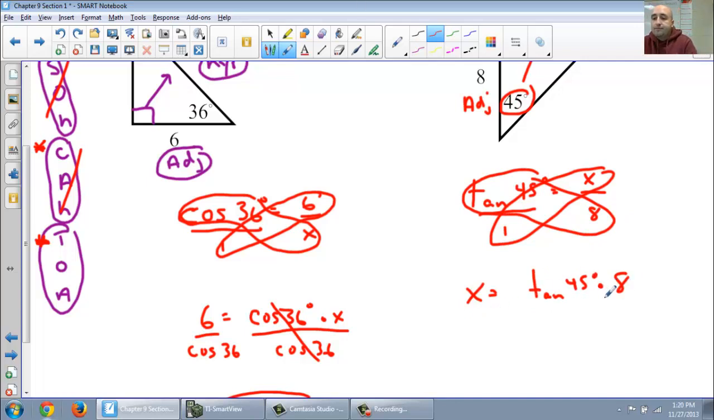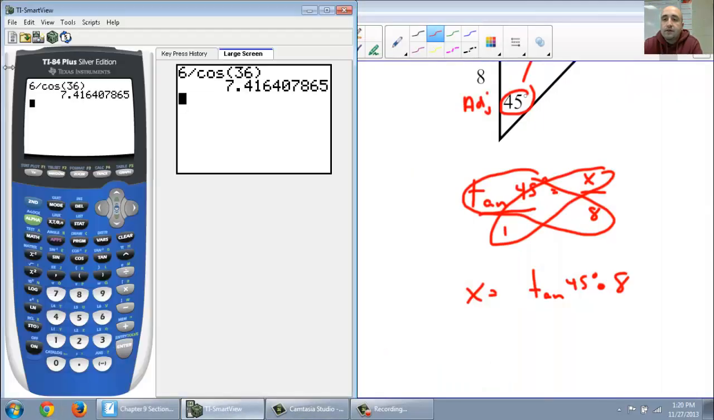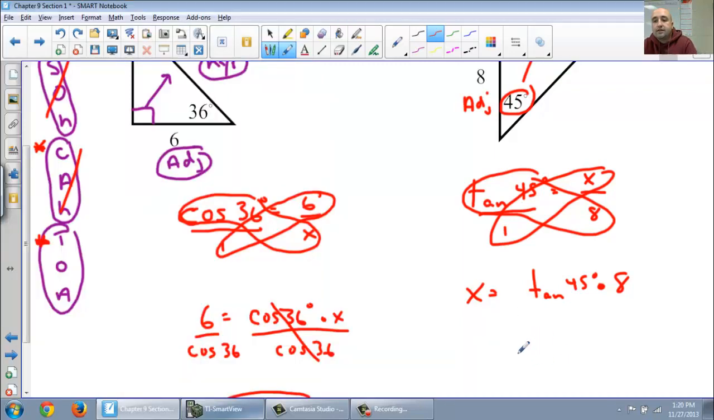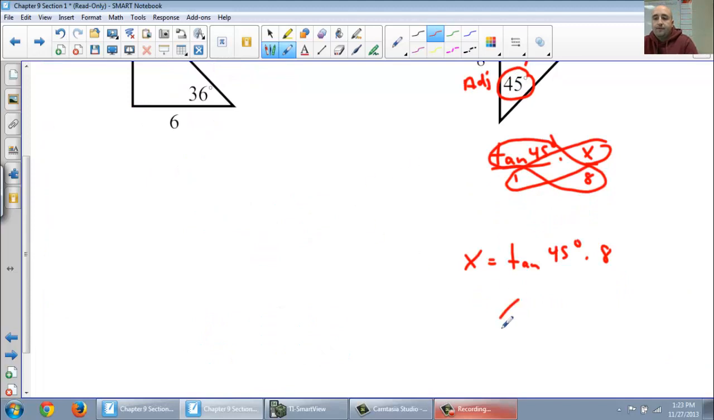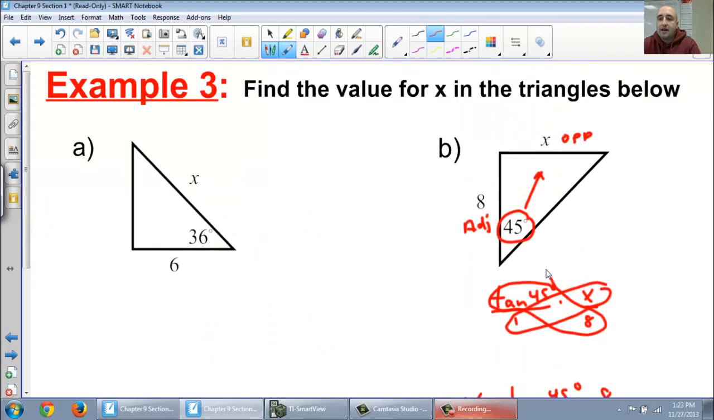Now, this one, x is already by itself, so we don't have to do any dividing. If x is already by itself, you just do what it says to do. It says tan of 45 times 8. So you literally type in tan of 45 degrees times 8. Make sure you close the parentheses around 45, and then times 8. You hit enter, and it should tell you what that is equal to. So x equals 8 is my missing side.